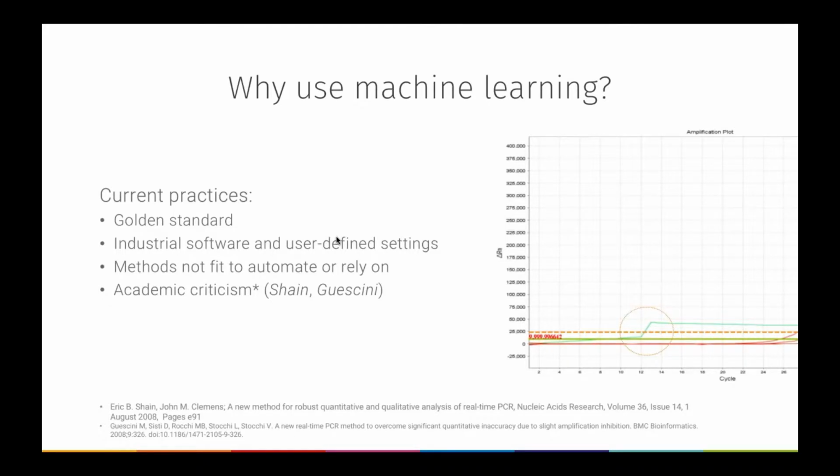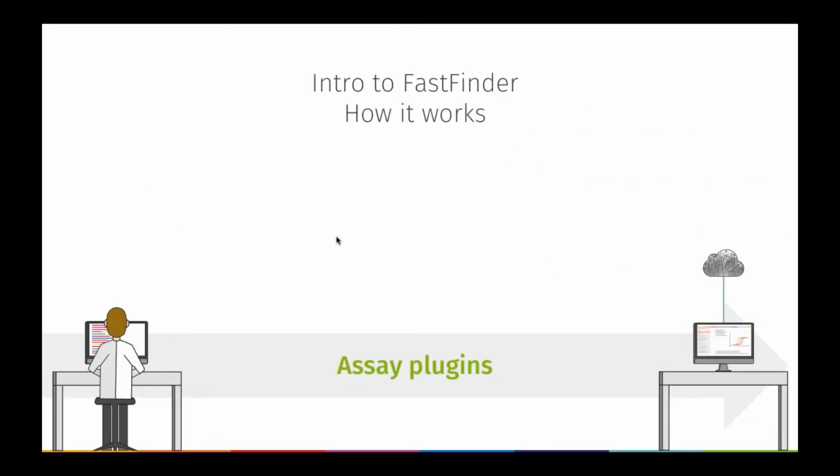Of course, as we explained, some of the current practices aren't ideal. They rely on the industrial algorithms and user-defined settings. We usually see that because users know that the software does not score perfectly, they don't rely on it, and it's actually not fit to automate it. And there has been a lot of academic criticism. Some of them are Shane and Gaschini, where they also propose new methods to automate this PCR analyses. So that's the part for the machine learning.